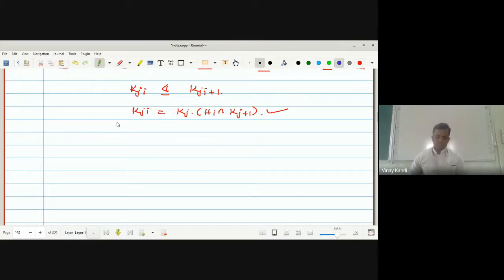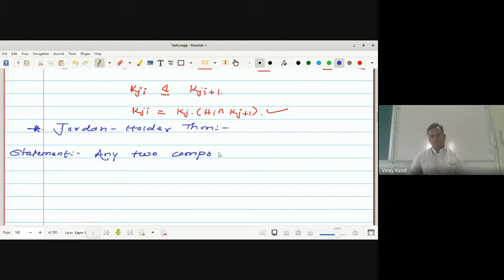Okay, the statement of the Jordan-Holder theorem is, look at the statement: any two composition series of a group G are isomorphic to each other.